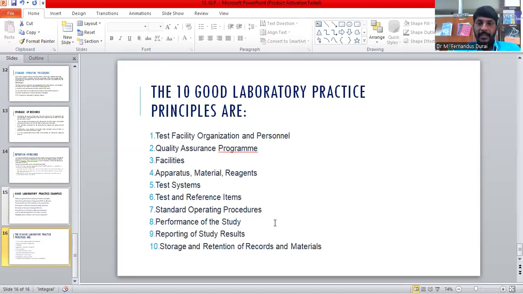Whatever GMP, the good manufacturing process, is followed, it should be done well when performing the test. We should follow each and everything correctly and pay attention.